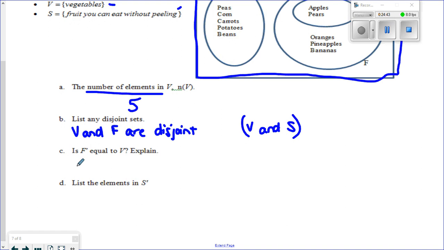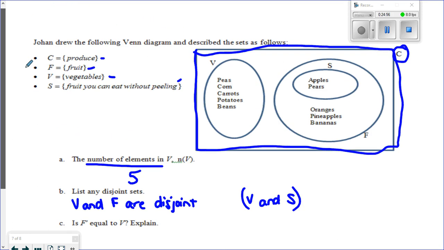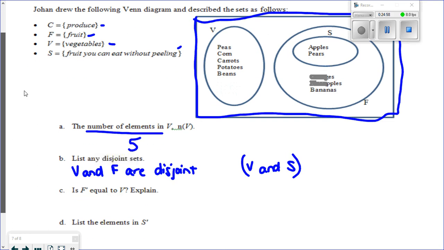It says, is F prime equal to V? This is saying, is the complement of fruits equal to vegetables? So is it equal to V? This is kind of a two-part question that we could answer.